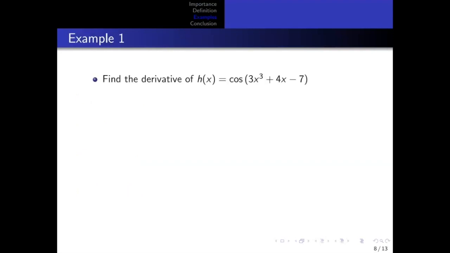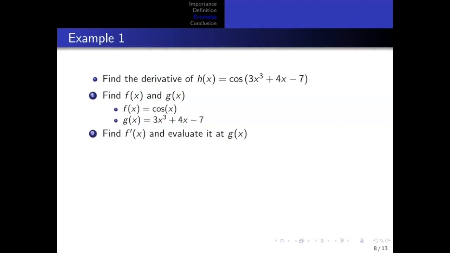Find the derivative of h of x equals cosine of 3x cubed plus 4x minus 7. First, we need to distinguish our f of x and g of x. We will make f of x equal to cosine of x, since it is our outside function. We will also make g of x equal to 3x cubed plus 4x minus 7, since it is our inside function. We will then find f prime of x, which equals negative sine of x, since that's the derivative of cosine. That means f prime of g of x equals negative sine of 3x cubed plus 4x minus 7.